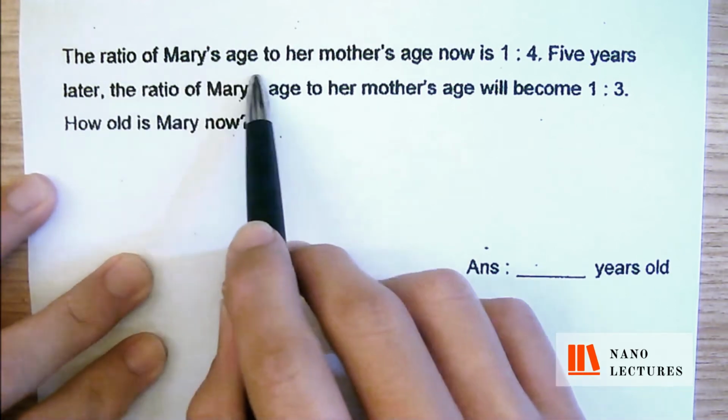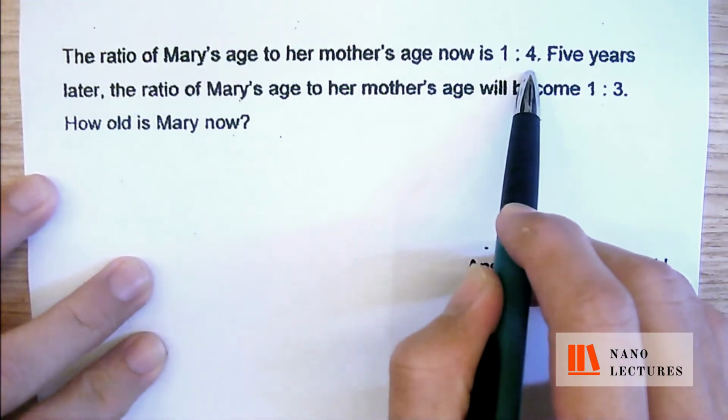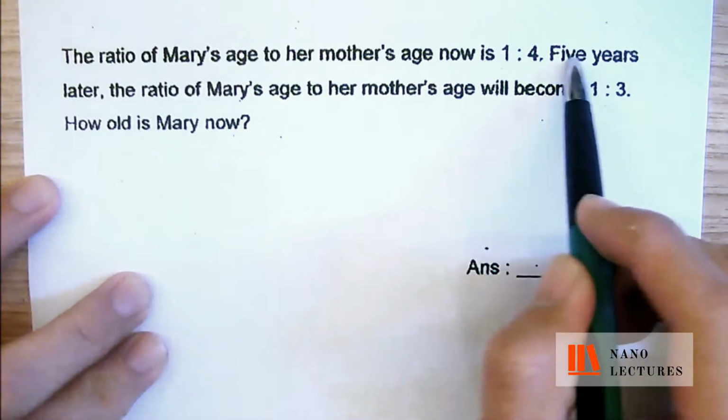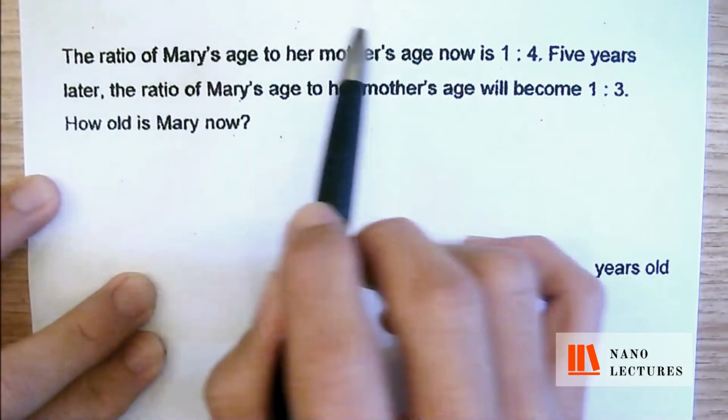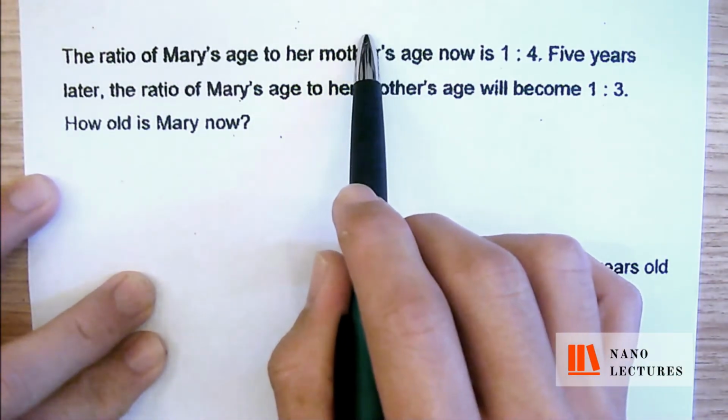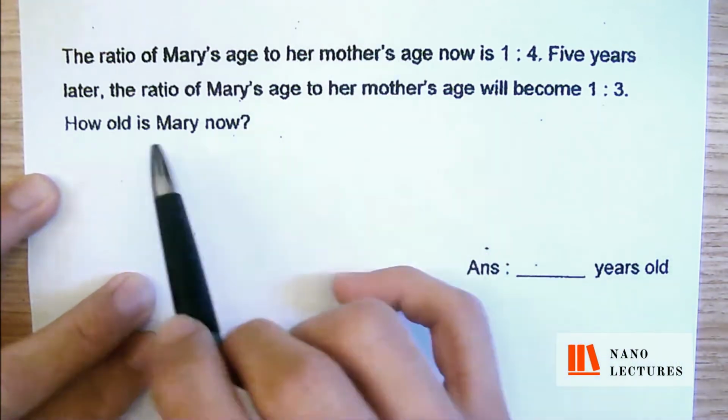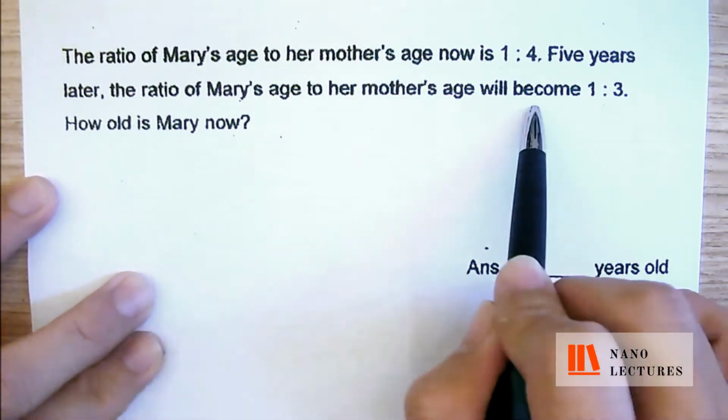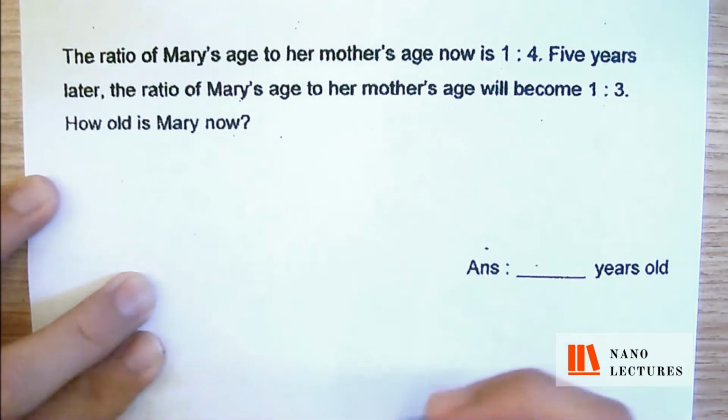The ratio of Mary's age to her mother's age now is 1:4. 5 years later, what does that mean? Mary plus 5, the mother plus 5, right? So it is exactly the same amount of time. The ratio of Mary's age to her mother's age will become 1:3. How old is Mary now?